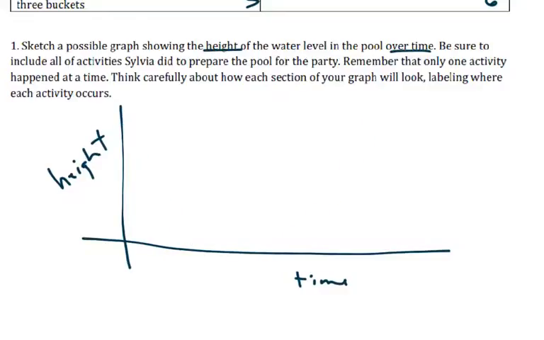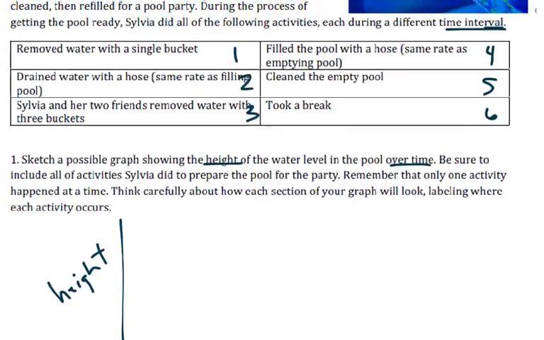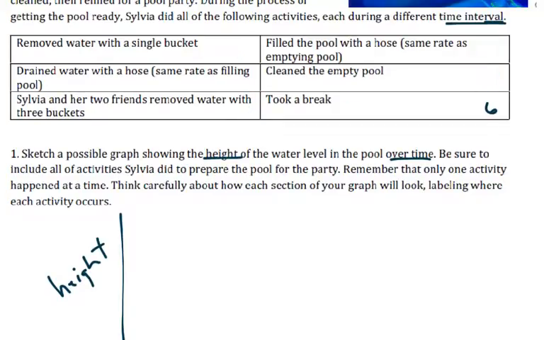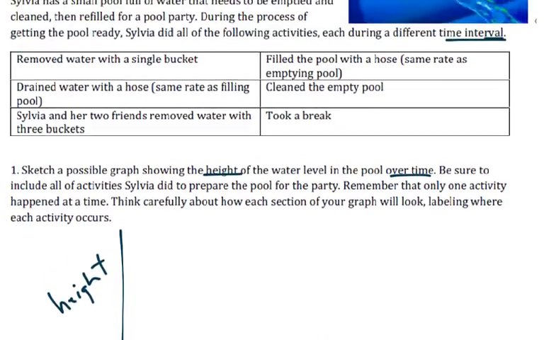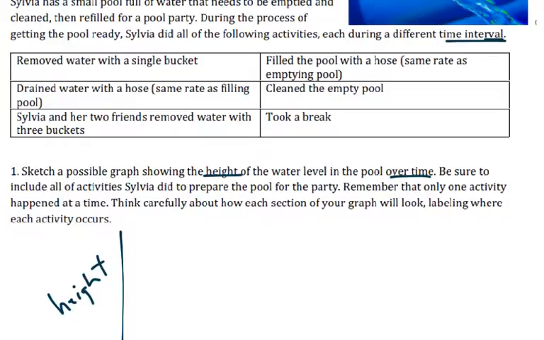Okay, so we can probably figure out which one of these would happen when. And if we're thinking about this, we've got 1 interval, 2 intervals, 3, 4, 5, 6. So 6 intervals of time here. So, thinking through this, drained with a hose. I think that would be the first thing that would happen. Because maybe we were able to drain some of it with a hose, but then we weren't able to do any more. So then we had to resort to the buckets.